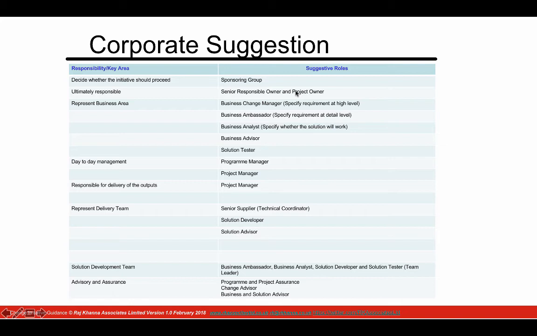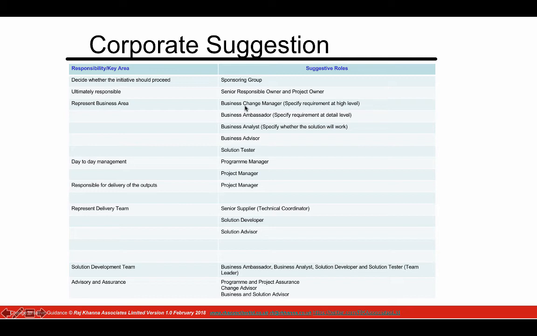Then for that initiative, for the outputs that we're first of all going to deliver, we recommend we use the role called the Business Change Manager, because that individual, first of all, represents a business area. So you need to know which area of the business they're representing. They are responsible for the change. So they want to ensure that the people, their team, their staff, change from the old way of working to the new way of working.